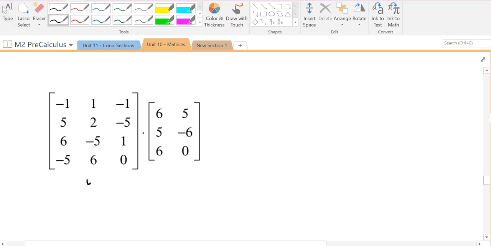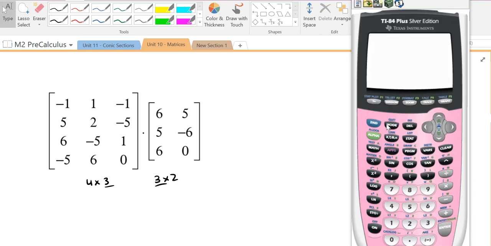So here's one. I have a 4 by 3 and a 3 by 2. My 3's match, so my product is defined, and I don't want to do it by hand. So pause the video and try that one with the calculator. All right, so I've got my matrix. I've got my ones in there. I have my 4 by 3. Double check the values, make sure there's no sign errors.